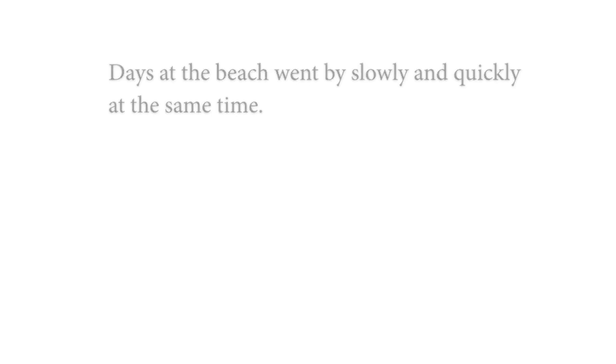As an example, "One day we decided to go to the beach." I've anchored the reader in time and they're going to expect something to happen that day at the beach. On the other hand, if I just want to describe my days at the beach, I don't create that time anchor. I might say something like, "Days at the beach went by slowly and quickly at the same time."